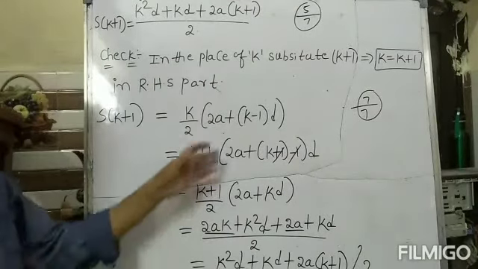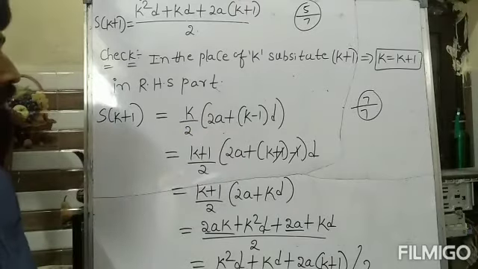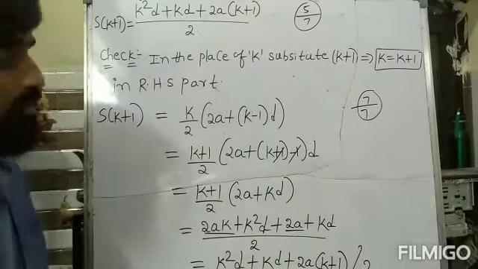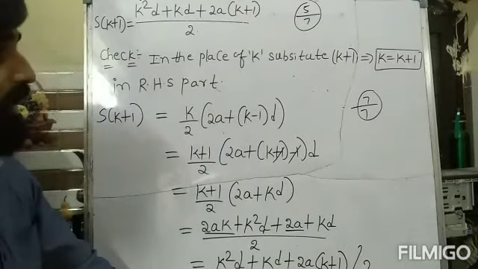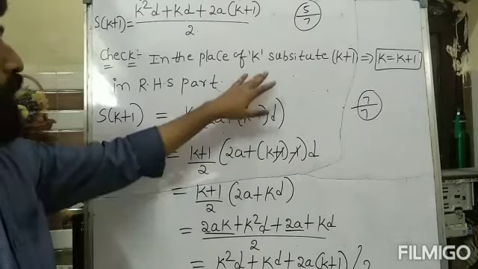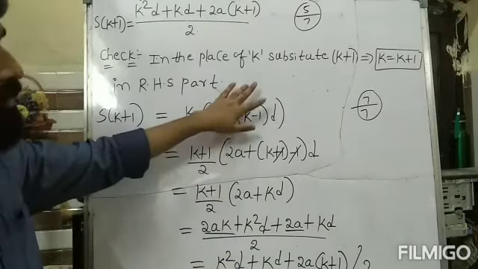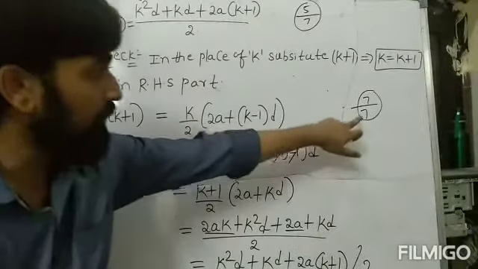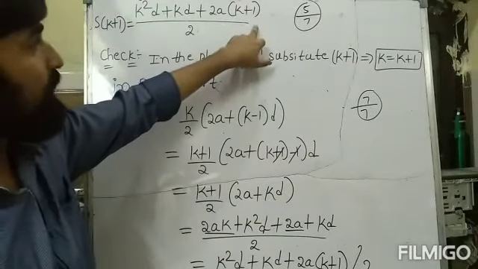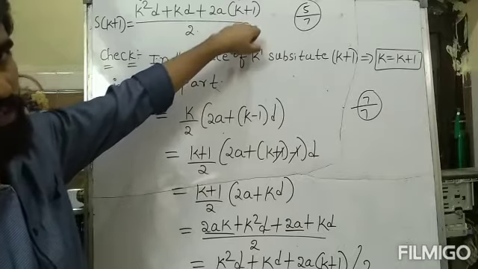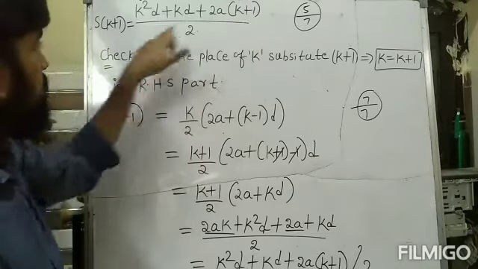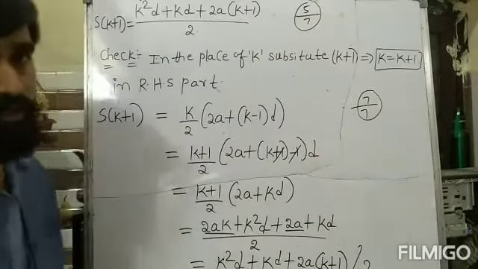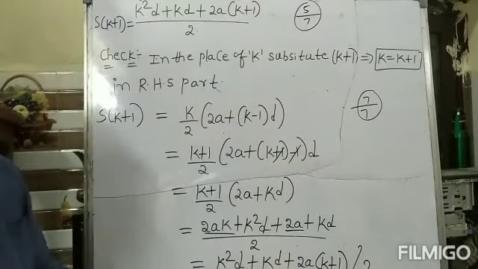You can't find this in our workbook also. Why? Because the sum is done only up to here. But for our check, we need to check like this. It is our own knowledge. Then only you will score 7 out of 7. If you write this part, you will get 7 out of 7. If you write only up to here, as in the workbook, question bank, or college, you will get 5 out of 7 marks. This is the extra part.